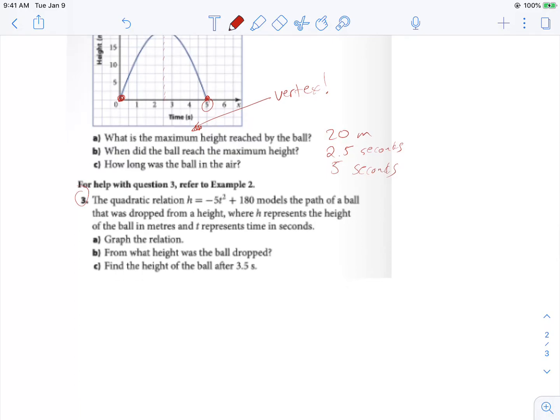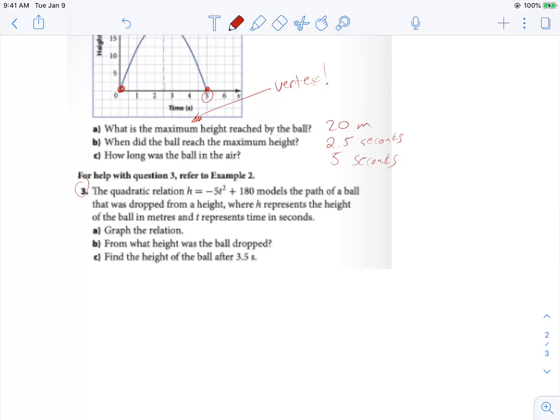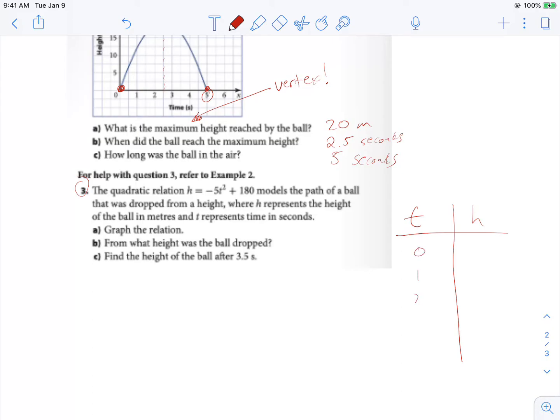Okay, good one here. So 3. The quadratic relation h = -5t² + 180 models the path of a ball that was dropped from a height, and they're using h to represent that height. So graph the relation. The easiest way to graph relations for this is to take a look at a table of values. So we have t and we have h. And we'll just use 0, 1, 2, 3 to get an idea of what our graph is looking like.